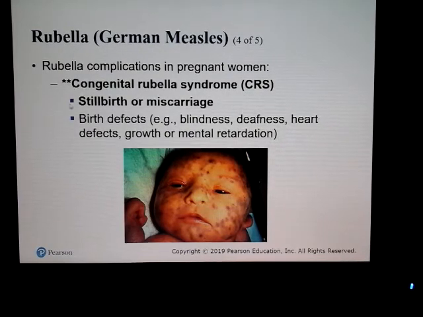And this sometimes results in stillbirth or miscarriage. Now, if the baby is carried to term, a lot of times there are birth defects: blindness, deafness, heart defects, etc. And look at this little guy. You can see the rash all over this child's face.